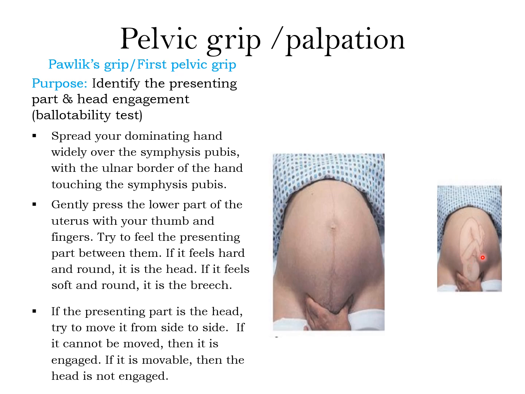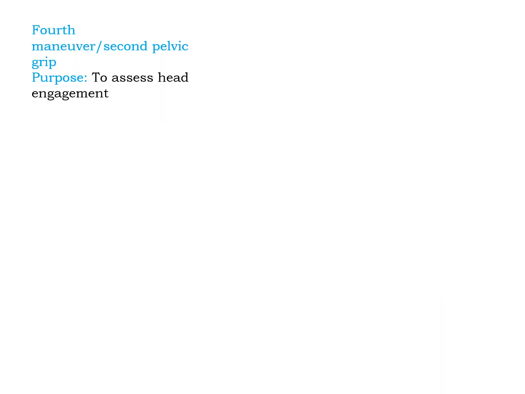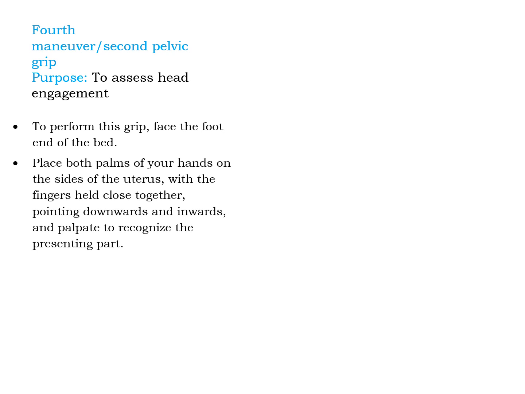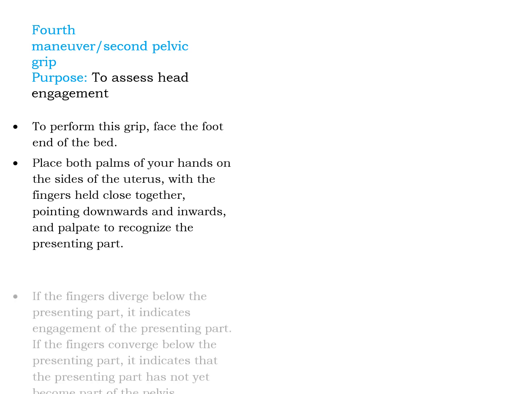So I hope you have understood what is engaged and what is not engaged. Okay, clear? Next is the fourth maneuver or the second pelvic grip. The purpose is the same. It is to assess whether the head has been engaged or not. This is another way of assessing the head engagement.